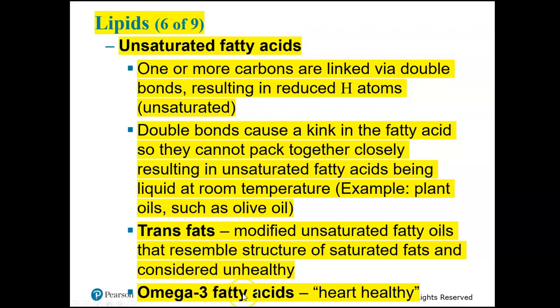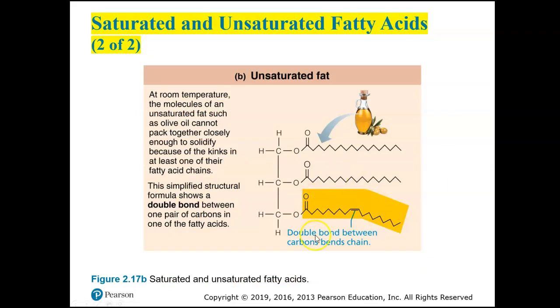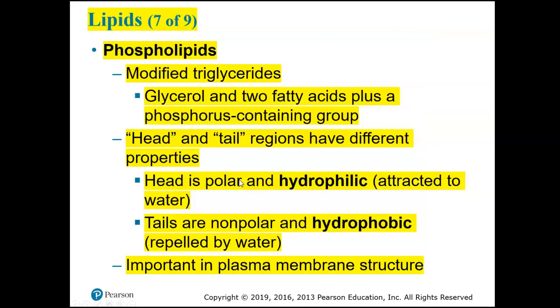And then we have omega-3 fatty acids, which are considered heart healthy in your diet. So foods that contain omega-3 fatty acids are good for you. In an unsaturated fat, see this one only has one fatty acid tail and one double bond between the carbon atoms. And that one double bond causes a bend in the chain, and that bendy structure makes it an oil, makes it liquid at room temperature. So even just one double bond between carbon atoms will make it an unsaturated fat. That's all you have to have for it to be unsaturated.